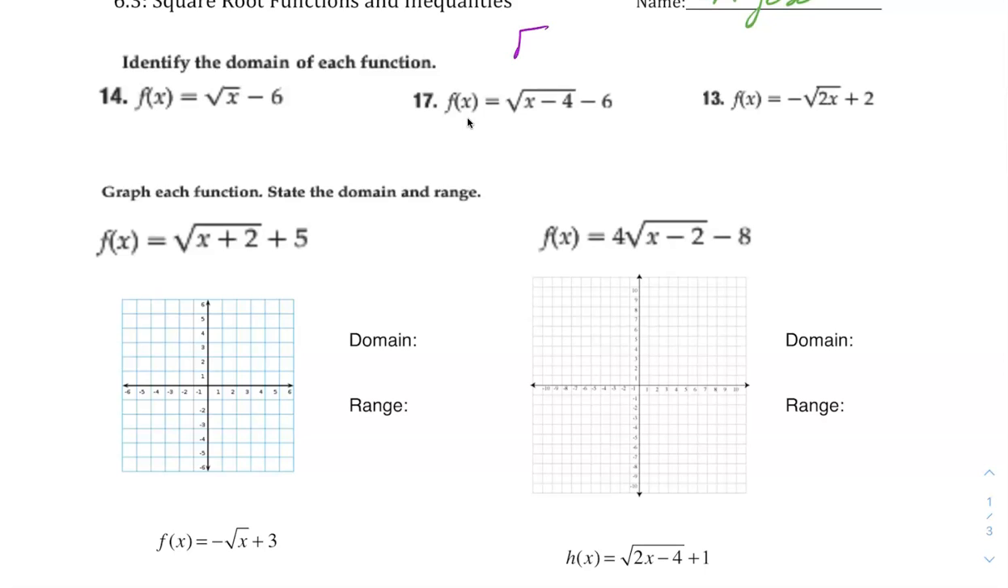When we talk about square roots, the general idea is anything under the square root can't be negative. So x has to be greater than or equal to 0. That's the general rule here. So if I want the domain of this one, just put x is greater than or equal to 0. There's your domain. Next one, square root of x minus 4, minus 6.